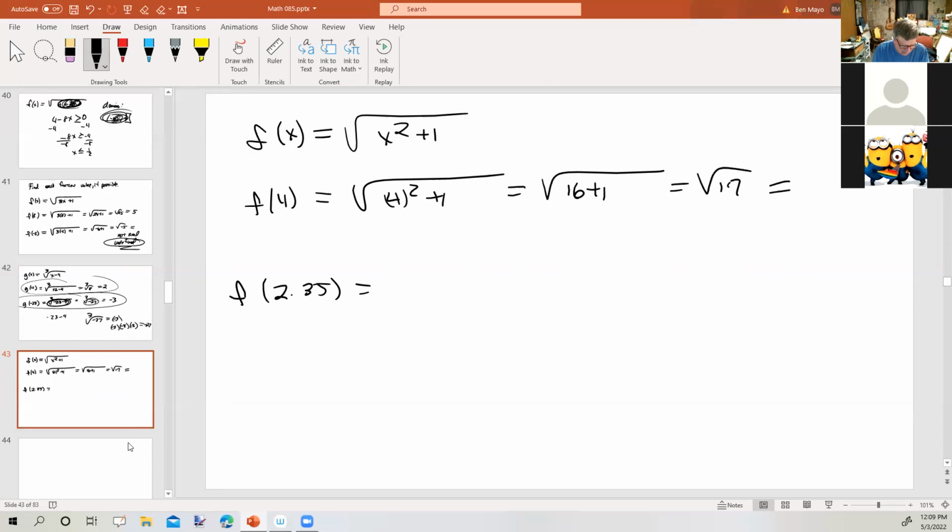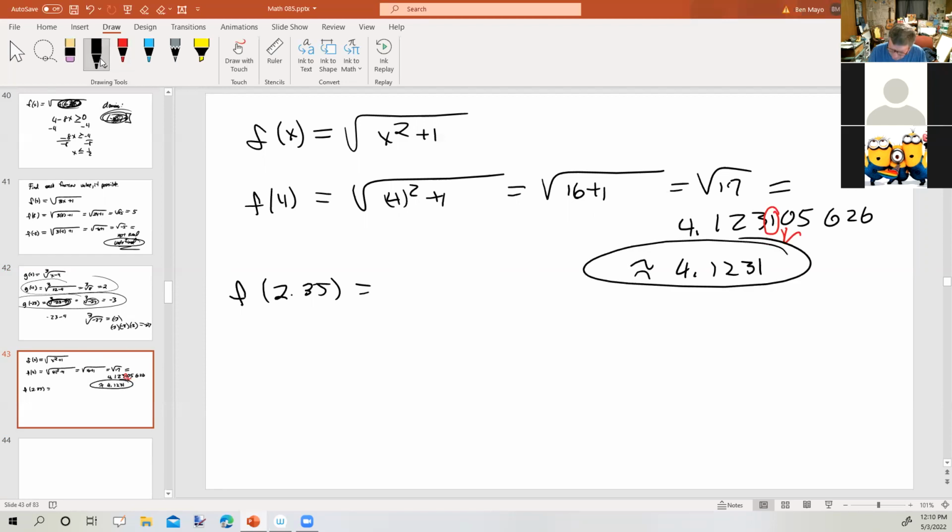And then going to the calculator, it says to round to the nearest 10,000th, which is what have you got? Tenths, hundredths, thousandths, 10,000ths. So we're going out 4 decimal places, and I get 4.123105626. 4 places would be right there. The 0 would round down. So 4.1231 would be my approximate answer.